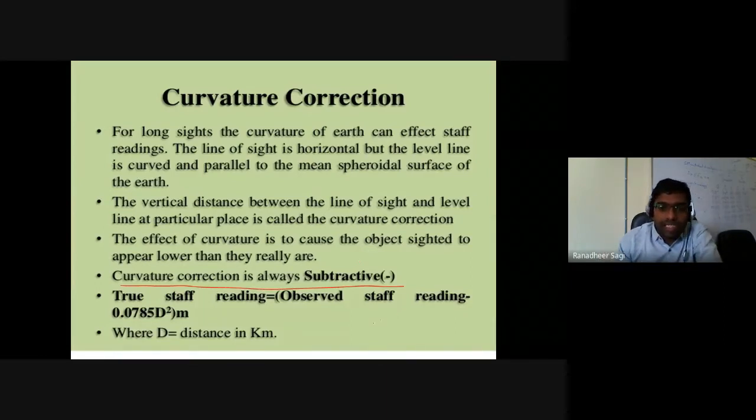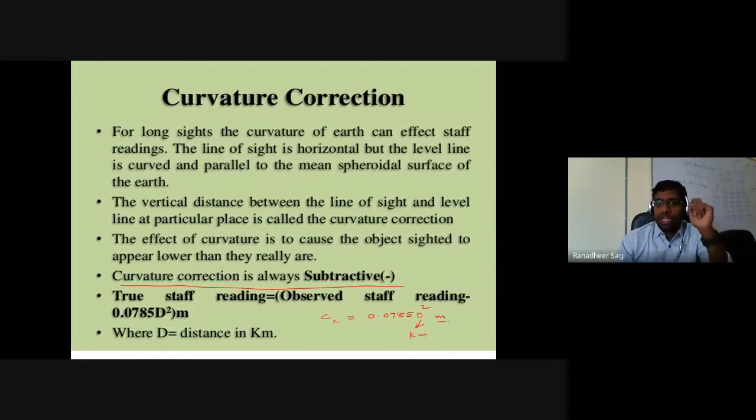Now, what is the correction related to the curvature? Let's say I'm indicating it as CC. The correction related to the curvature is given as 0.0785 d square, in terms of meters. I'll get that correction in meters, but this d value has to be substituted in kilometers. This is an empirical relationship, so you have to be a little careful.